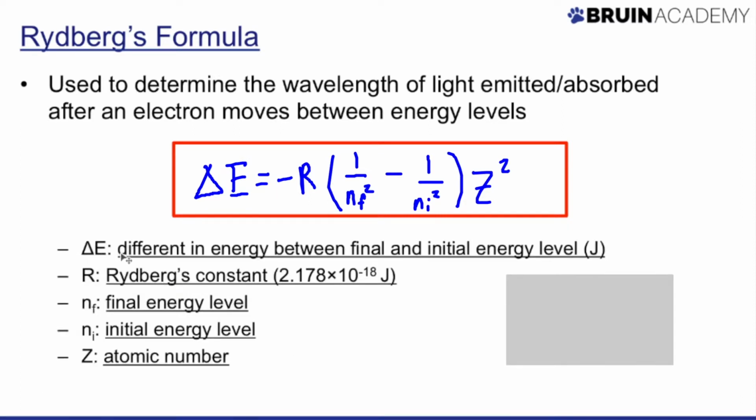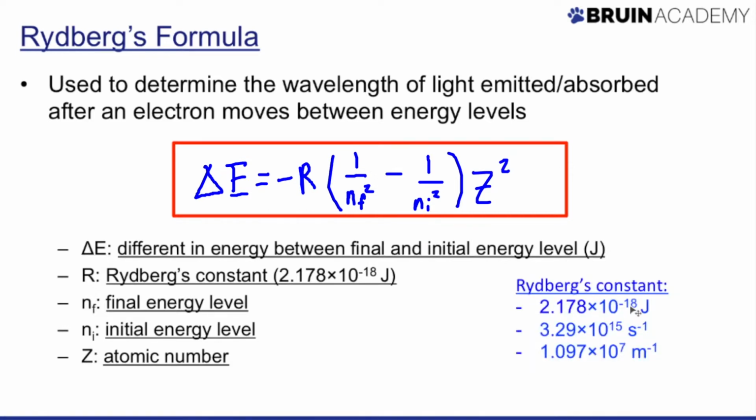Well, delta E is your difference in energy levels between your final and initial. R is your Rydberg constant. Now notice here that the Rydberg constant is equal to 2.178 times 10 to the negative 18 joules. The Rydberg formula can get confusing because there are many different forms. If you Google this, you might see a form where you use a different Rydberg constant, like 3.29 times 10 to the 15 per second, or 1.097 times 10 to the 7 inverse meters. All of these can work and get the right answer. You just have to use the equations a little bit differently.